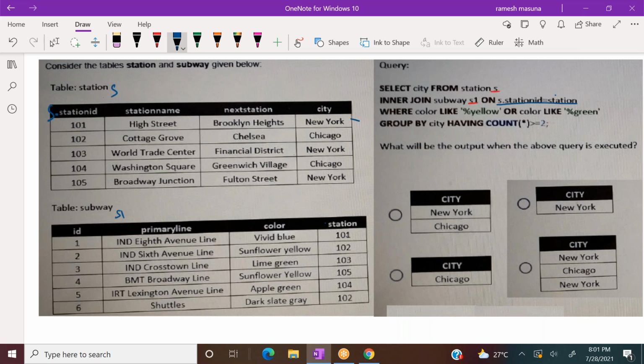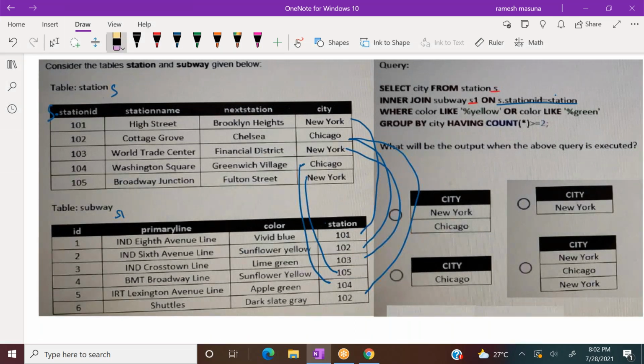Now look at 101 matching with this 101 and 102. Here it is matching. 103, here it is matching. 104 is matching. And 105 is matching. But 102 has two matches. Fine. If you do it like this, it will be clumsy and you may get confused.